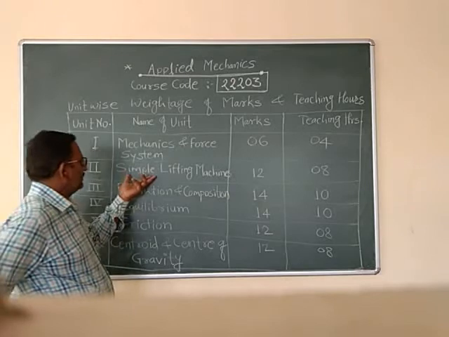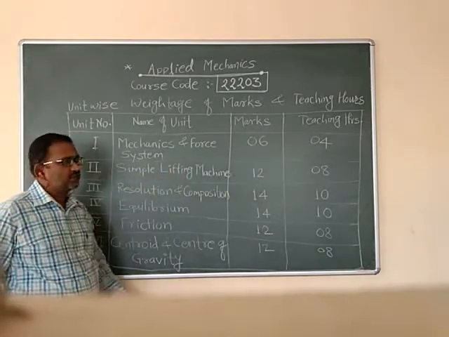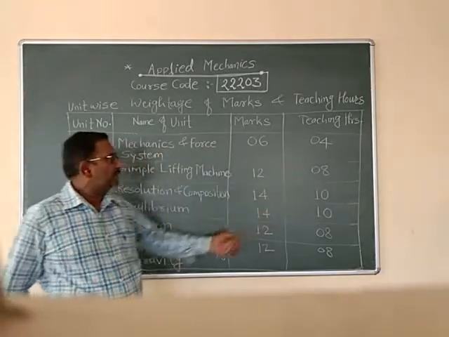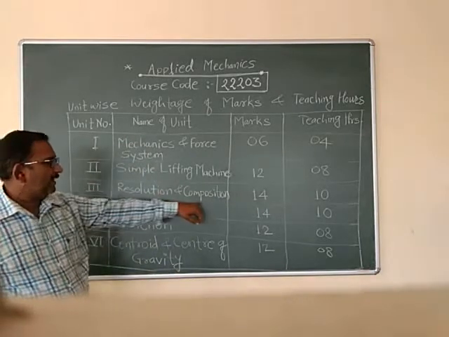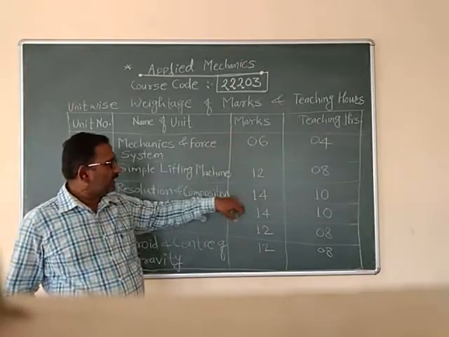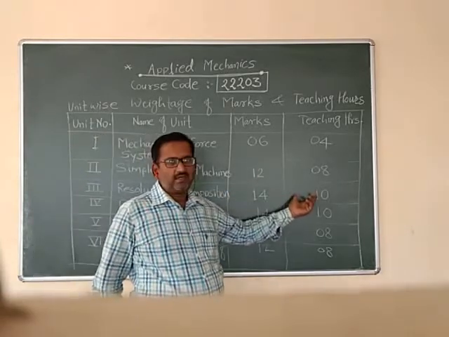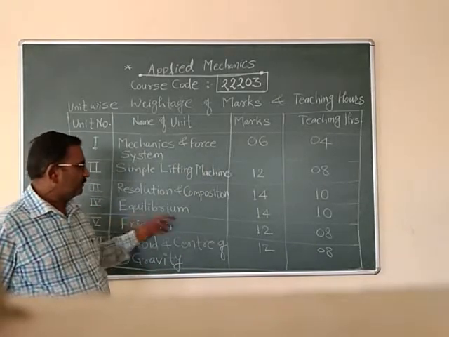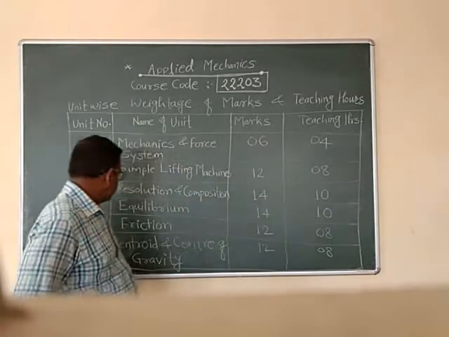The second unit is simple lifting machine. For simple lifting machines there are 12 marks and 8 teaching hours. Third, resolution and composition. For resolution and composition there are 14 marks and teaching hours are 10 hours. Similarly, the fourth chapter is equilibrium. For that also 14 marks and teaching hours 10.